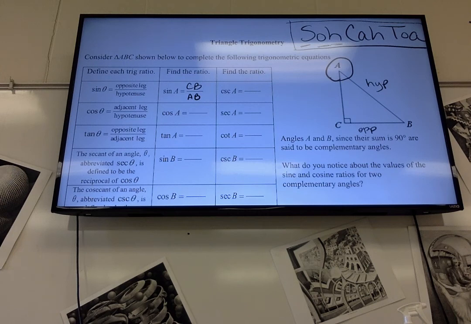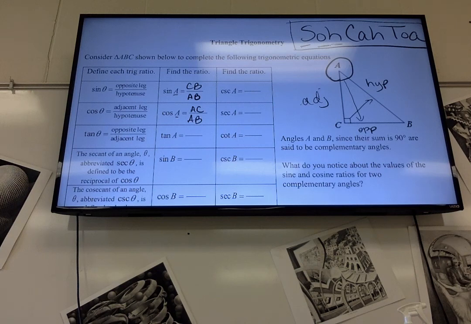So which side is adjacent? AC. The side left out. That's how I always find it. So after I circle whatever angle it is that I'm talking about, the opposite is always directly across from the angle. The hypotenuse is, of course, across from the right angle. And the other side is the adjacent. So the adjacent side is AC, and hypotenuse did not change, it's still AB.